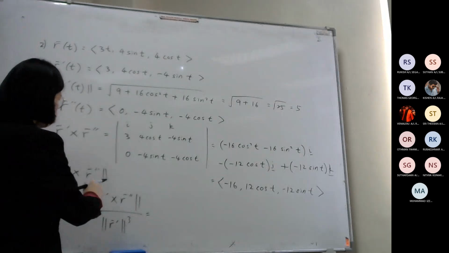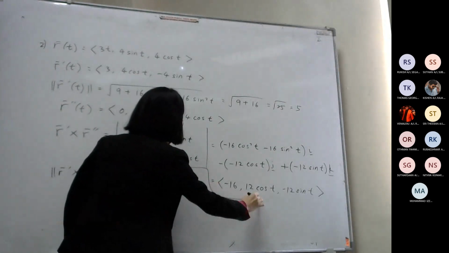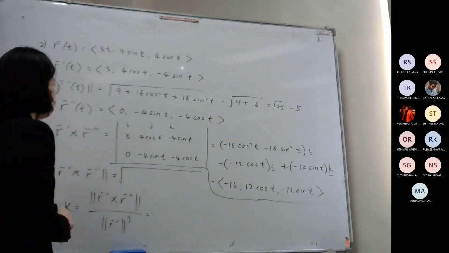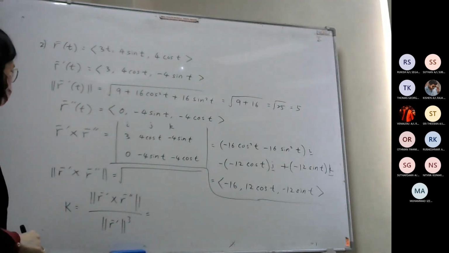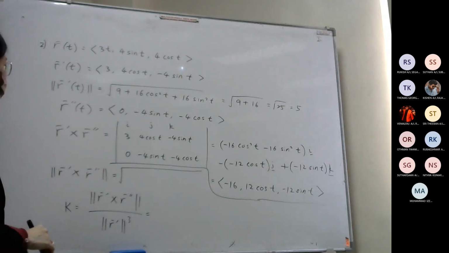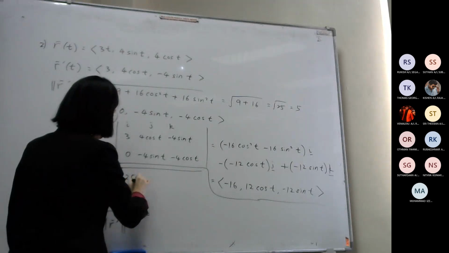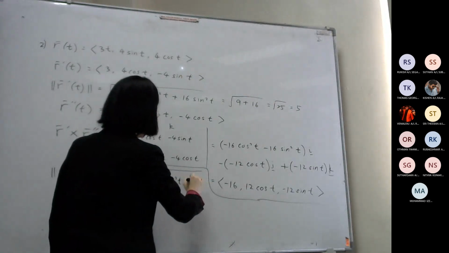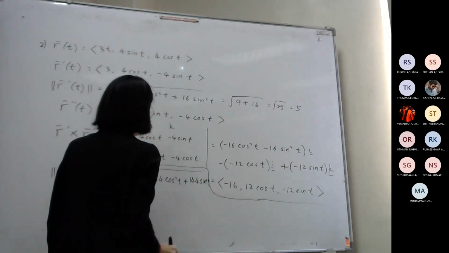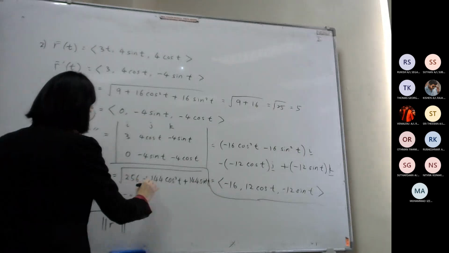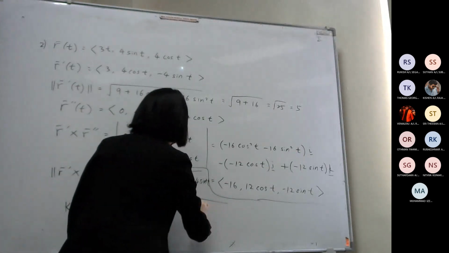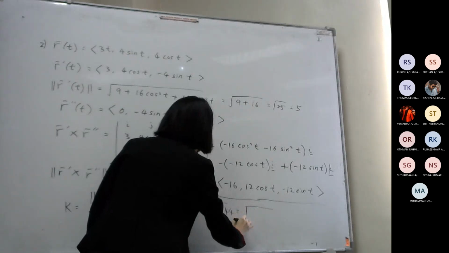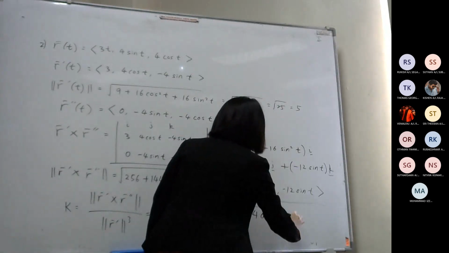Then we want to find the magnitude of the cross product. 16 squared is 256, plus 144 cos²t plus 144 sin²t. This equals 256 plus 144, which is 400, so the magnitude is 20.